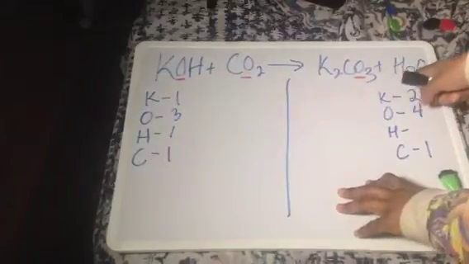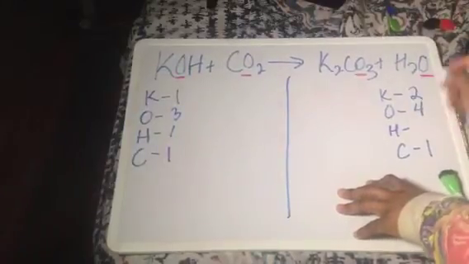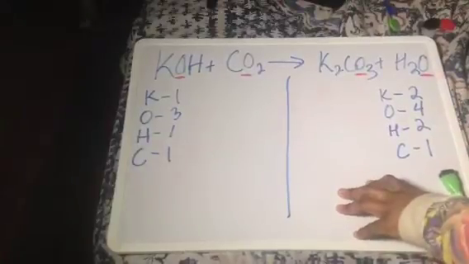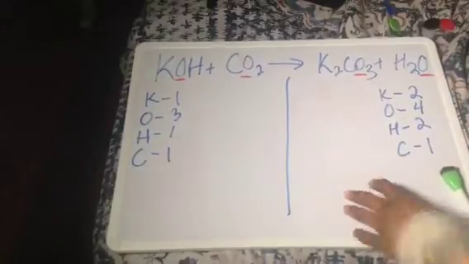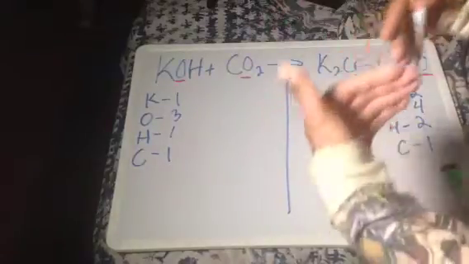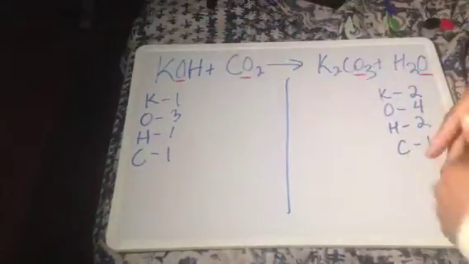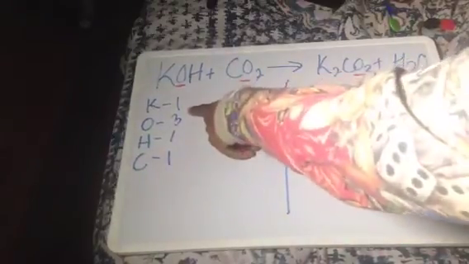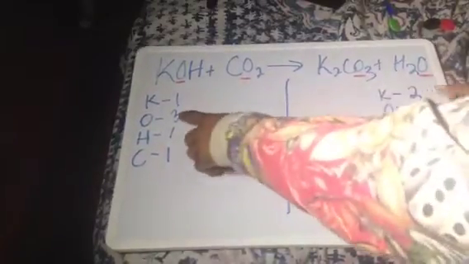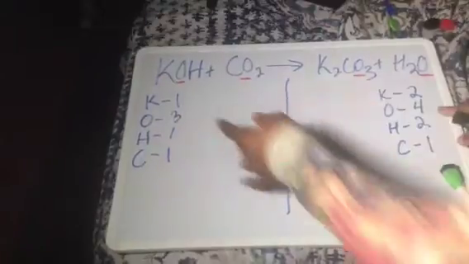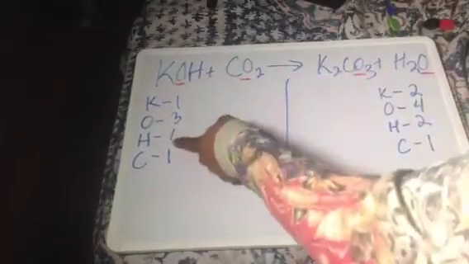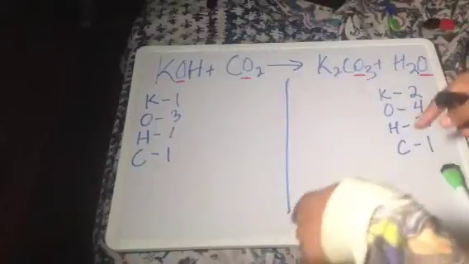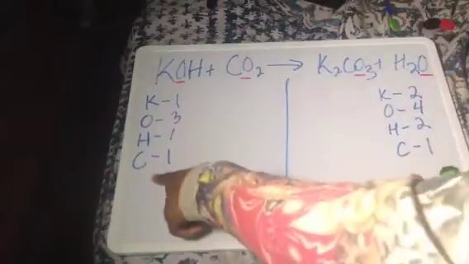And then we have 2 hydrogens. Okay? There we go with the hydrogen. As you already noticed, going through this, the chemical equation is not balanced. We have 1 potassium over here, 2 over here. 3 oxygens on this side, 4 over here. 1 hydrogen on this side, 2 over here. The only thing that's balanced in this equation for the moment is our carbons.